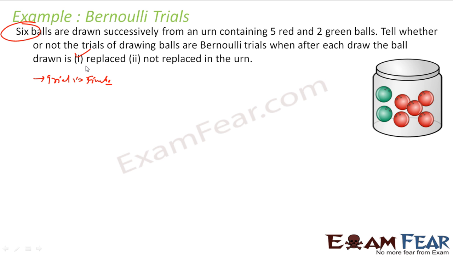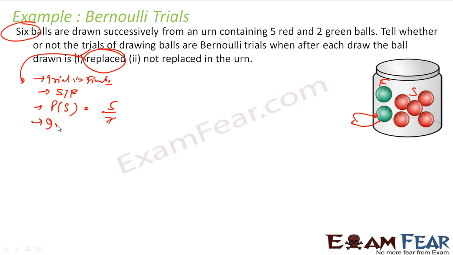Correct. And let's assume you get red, that means success, green is failure. So you see that you have success and failure. Correct. And if you see the probability of success, in the first case I am talking about, if it is replaced, probability of success is always 5 by 7, because you take out one ball, you replace it back. So the count is always the same. Before the experiment it is always 5 red and 2 green. So probability of success is constant and they are all independent. Thus it is a Bernoulli trial.